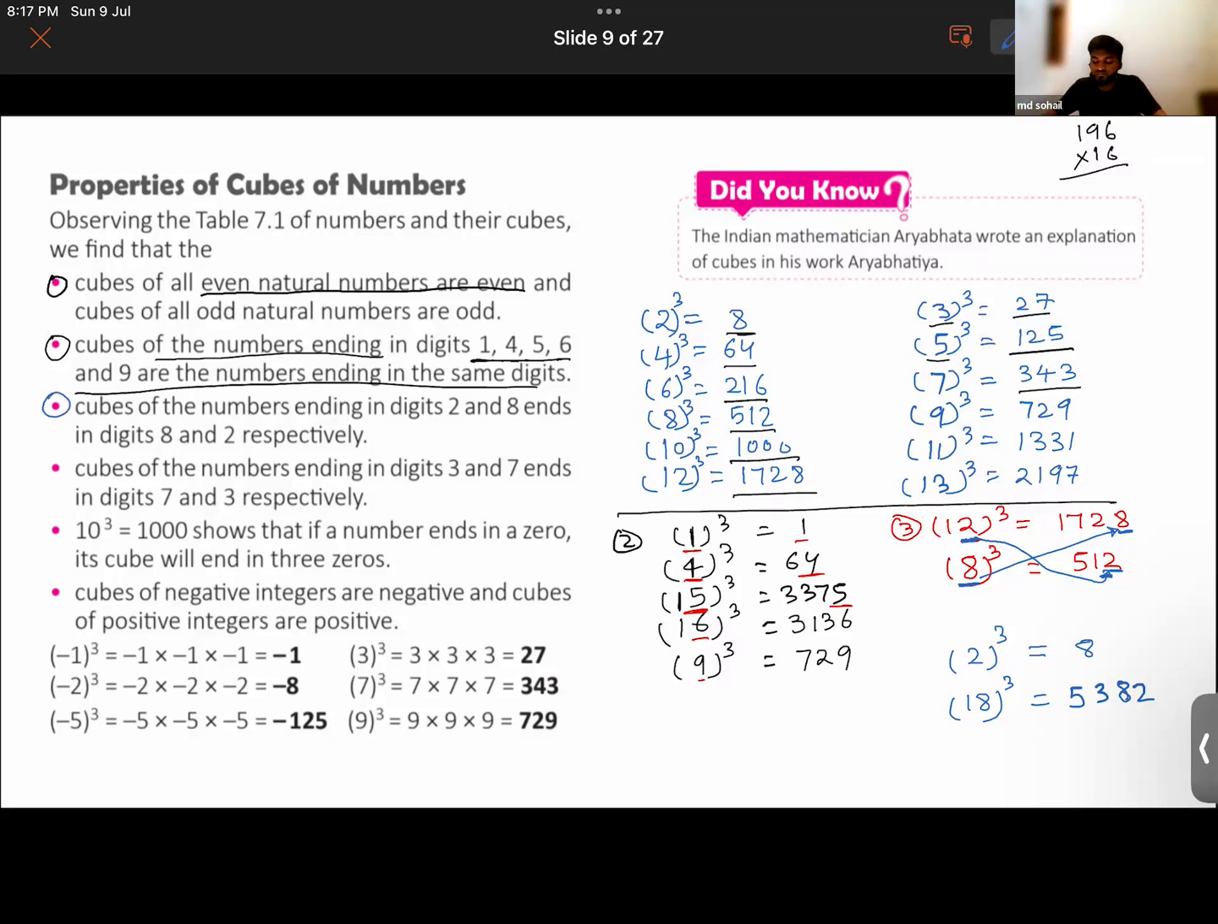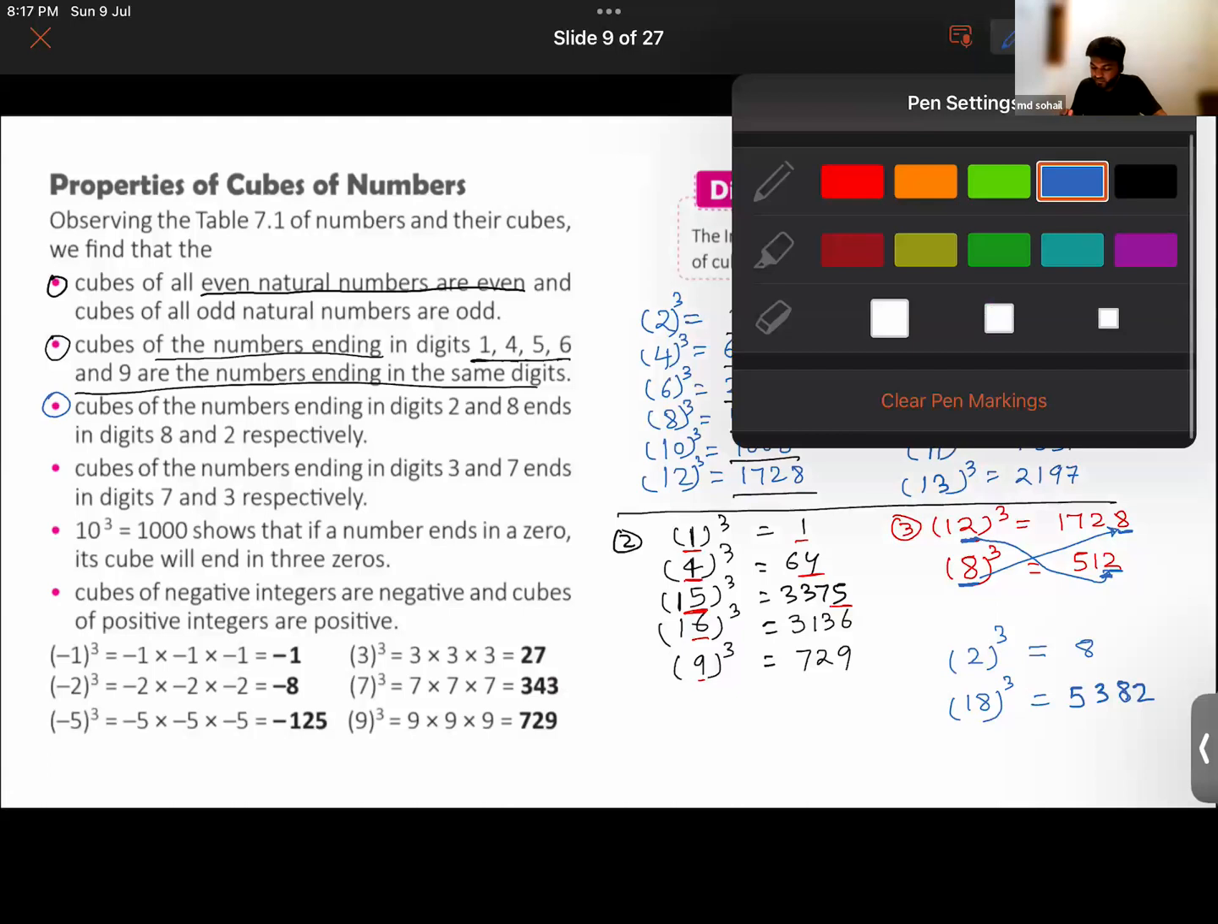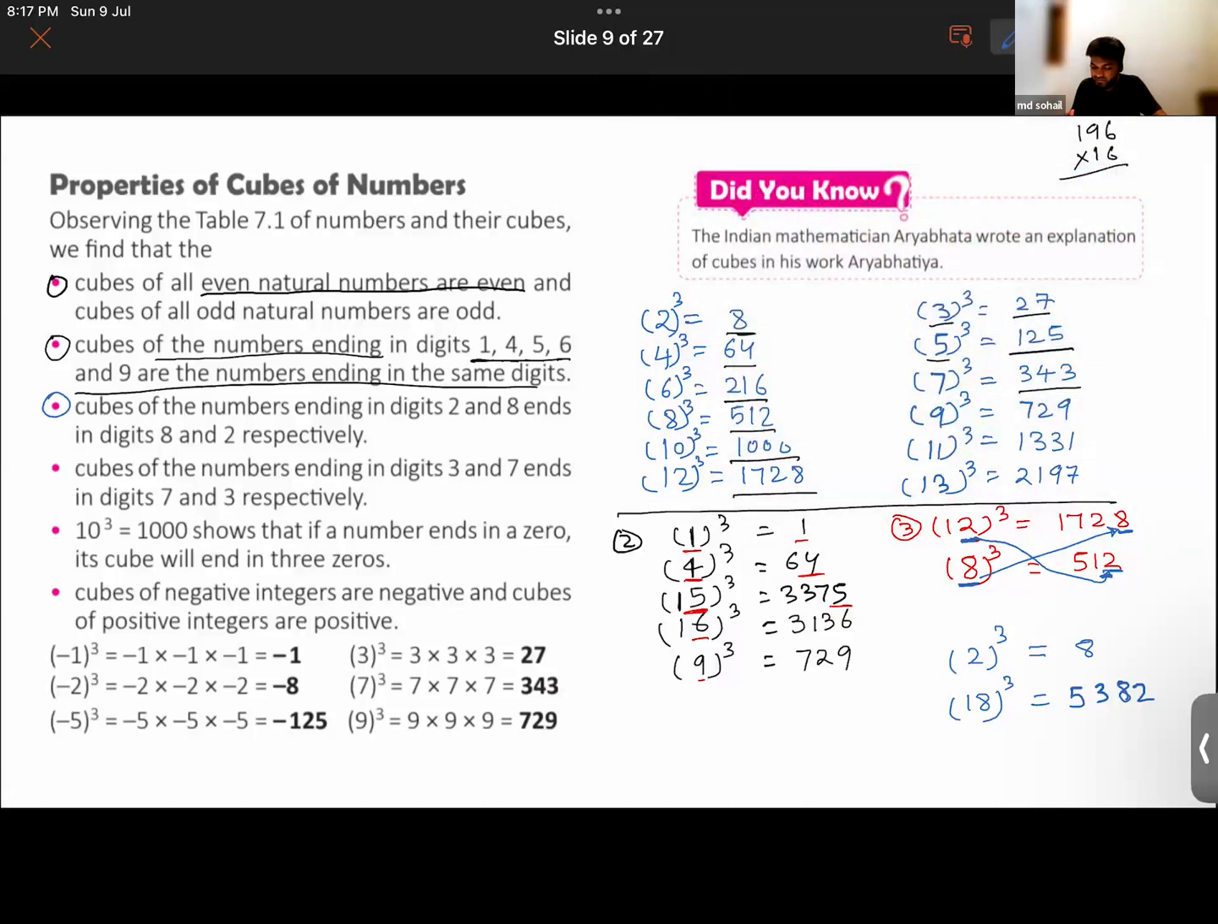Yes, sir. Now let me create some space over here. If you want, you can take a screenshot of this one. And tell me, so far, have you been taking notes of all the classes? Yes, sir, I am. Okay. Just write the highlighted points. Like here, you need to write down all the properties of cubes of numbers in your copy.